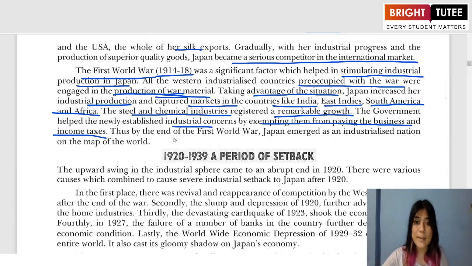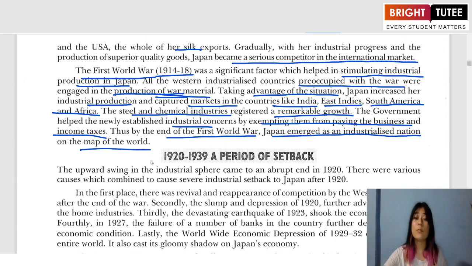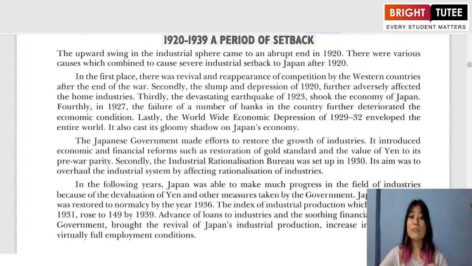Okay. Thus, by the end of this war, Japan emerged as one of the most industrialized nations in the world. Okay. Now, this growth of economy and industrialization, which we already know had risen to such a high peak by the end of the First World War, came to an end in 1920.